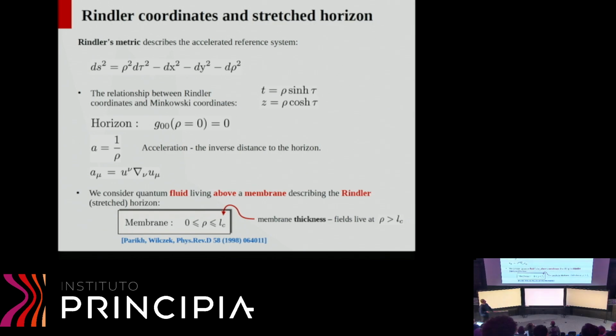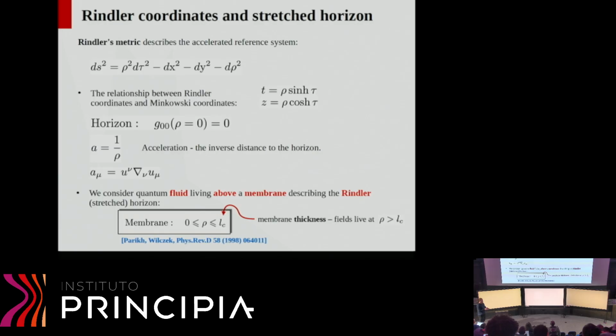So to do this, we go to Rindler space, which is described by this metric. It is related to Minkowski coordinates by these formulas. There is a horizon, since the 0,0 component of the metric will be 0 when rho is 0. And rho is related to the inverse acceleration, so this metric describes an accelerated frame. And usually different quantities are singular at the true horizon. So we follow the usual approach and introduce a space-like surface which is located slightly above the true horizon. It is called the stretched horizon.